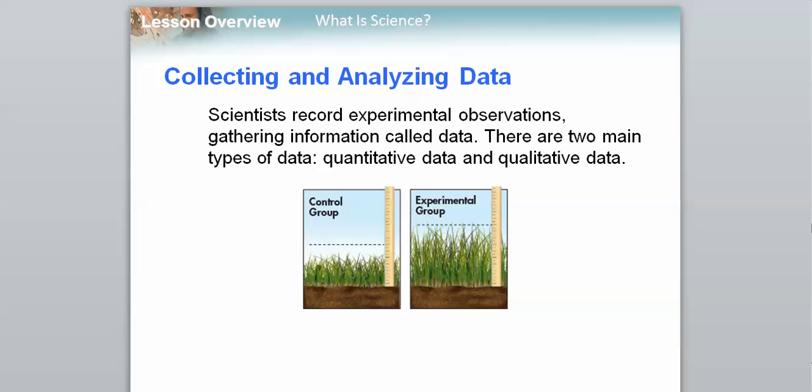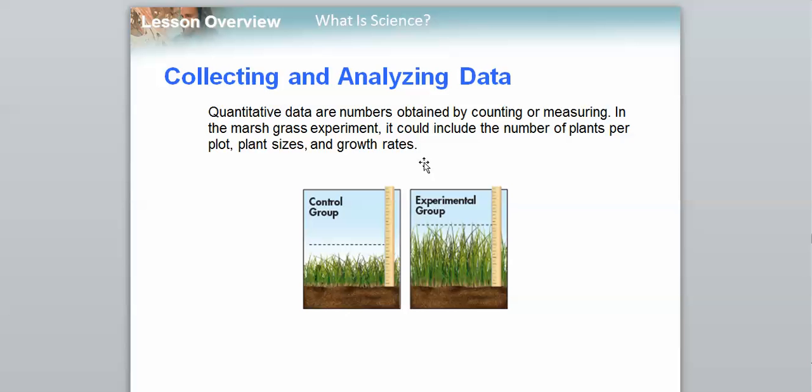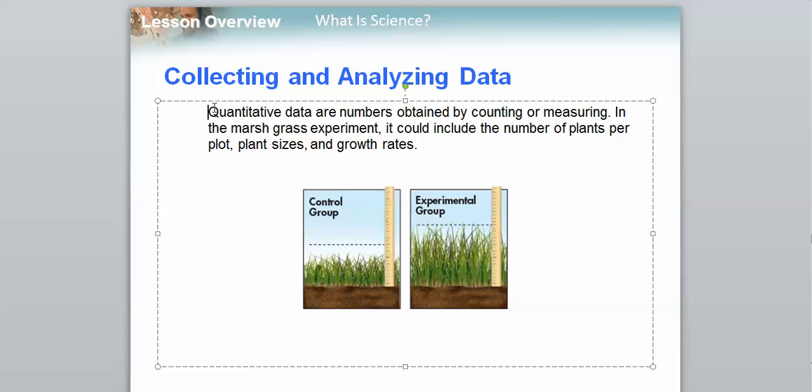Then scientists will record their observations, gathering information called data. That's a big word: information that is gathered during experiments is called data. There are two main types of data, quantitative versus qualitative. Quantitative data is data that is obtained by counting. So data obtained by counting or measuring is quantitative.